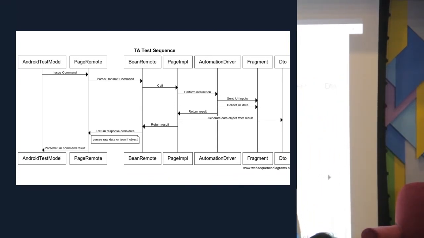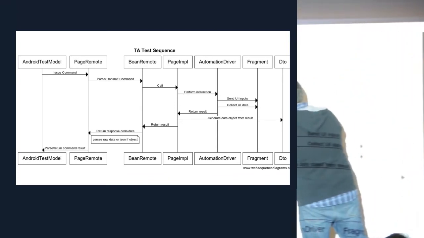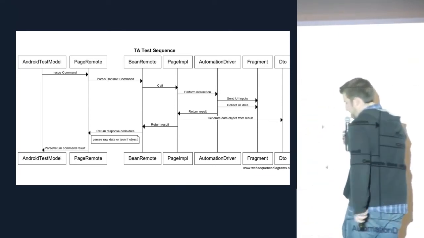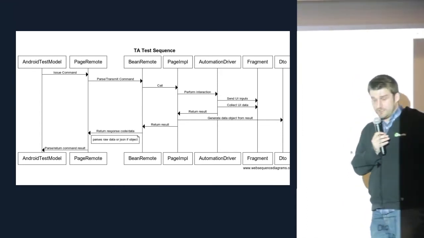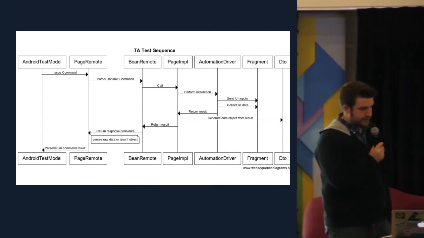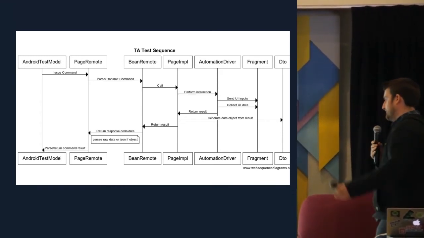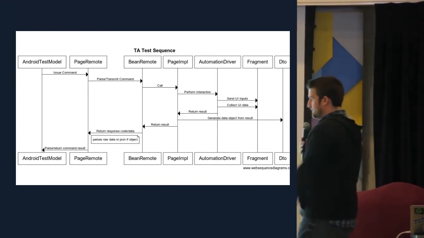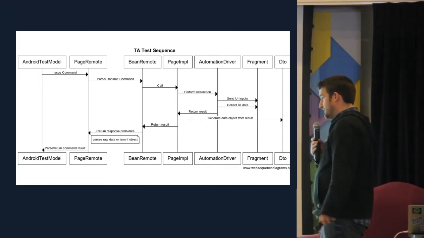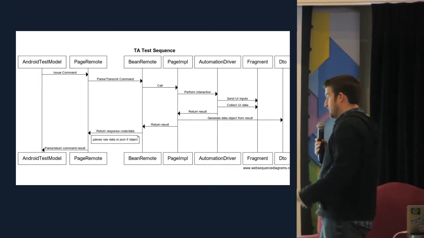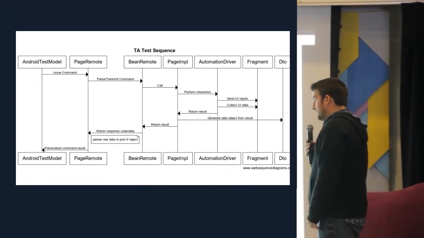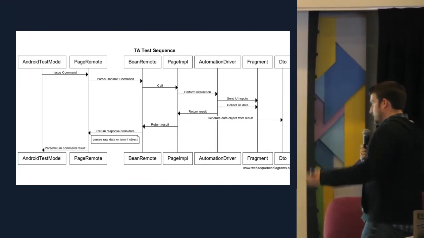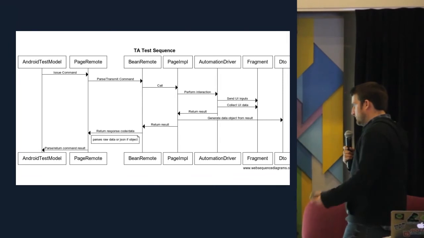It returns that result to the bean remote, as it's just a socket connection, and then it goes back as either a simple string, an integer, or long, or some serialized JSON data that gets picked up and examined. Then the test model can assert if that was something that was expected or unexpected. So once you get your head around it, it's a pretty simple way of doing it.